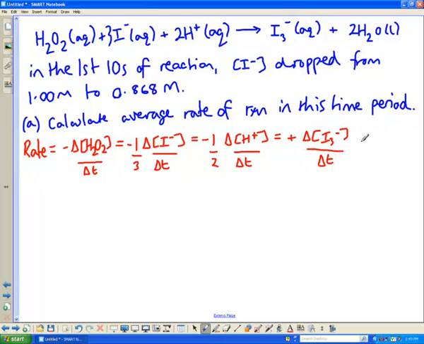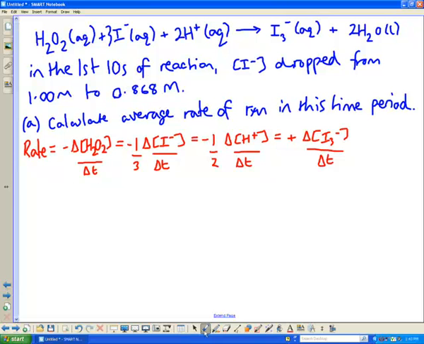And I could also do something for water here, but why do you think I don't include anything for the water? Well, the reason for that is actually quite simple. Water is a pure liquid, it has no concentration, so we can't measure it. So therefore the rate is equal to all these. So if we had information on changing concentrations of H2O2, H plus and I3 minus over this time period, in theory we would get the same rate as this one. But let's see what we can do.